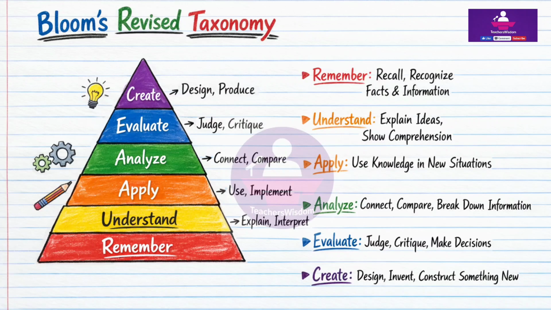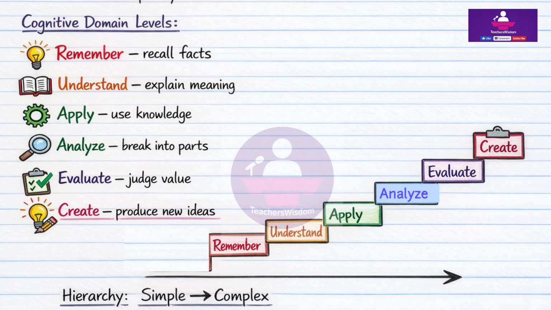Now we will discuss Bloom's cognitive domain, which is related with the thinking skills. The cognitive domain deals with mental ability and thinking processes. So it has 6 levels arranged from simple to complex. So first is remember, which means knowledge, the ability to recall facts and information. There are some key verbs here like list, define, recall, identify and name.